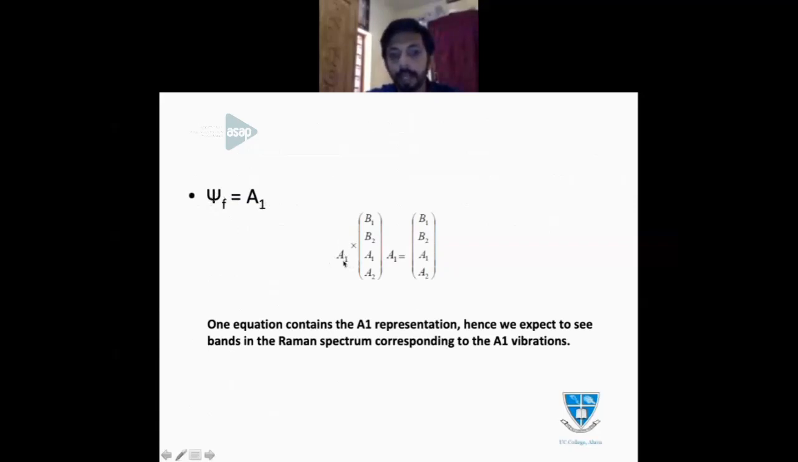The initial state, as already mentioned, is always the completely symmetric representation, that is A1. Then this is the quadratic function representation, B1, B2, A1, A2, and this is psi F. A1 times B1 times A1 gives B1. A1 times B2 times A1 gives B2. A1 times A1 times A1 gives A1, and A1 times A2 times A1 gives A2. So we can see that our final term contains A1, which means this is allowed in Raman spectroscopy.